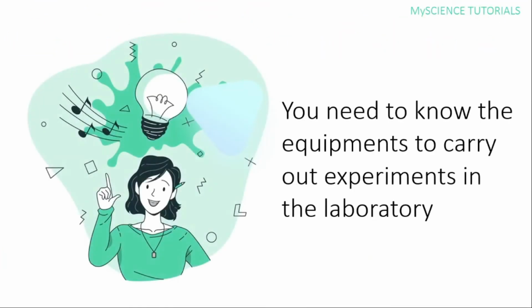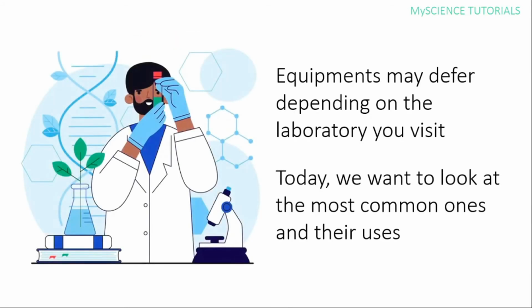Now, whether you are in college, university, or high school, you need to know the equipment to carry out experiments in the laboratory. The equipment may differ depending on the laboratory that you visit. For instance, a chemistry laboratory may have equipment that you may not see in a biology laboratory. The same goes for a physics laboratory. But in today's tutorial, we want to talk about the most common ones and their uses.